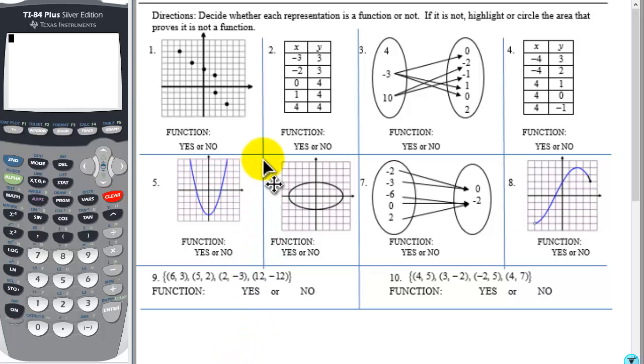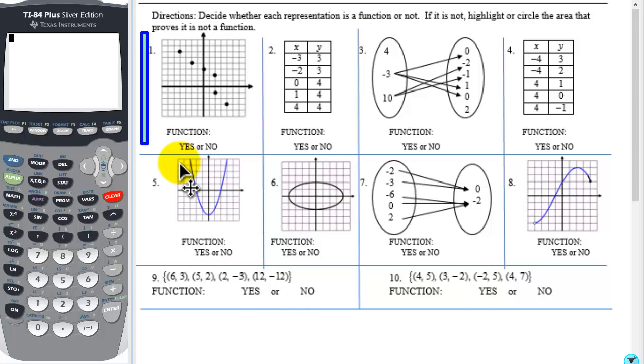What we're going to do is stop the video and try these problems. Try to decide if each representation is a function, yes or no. So take a moment, and when you finish trying, go ahead and restart the video.